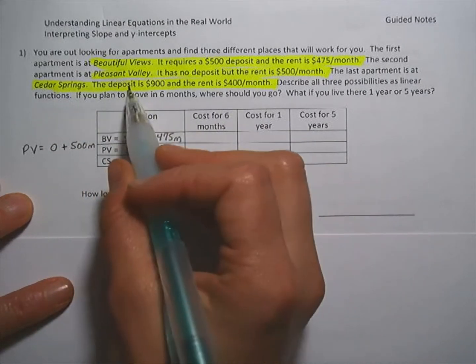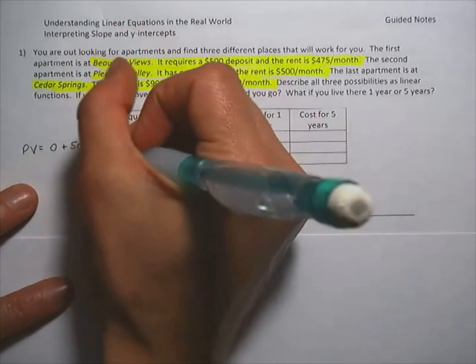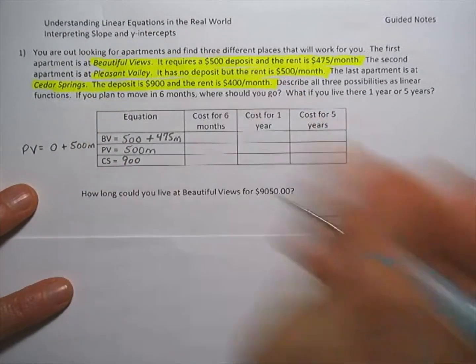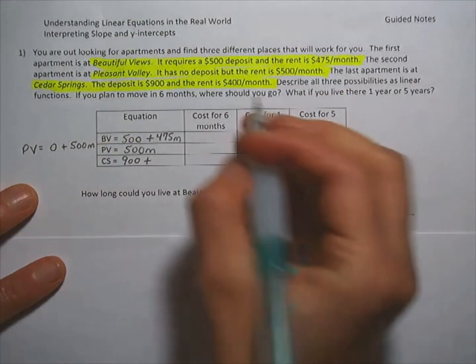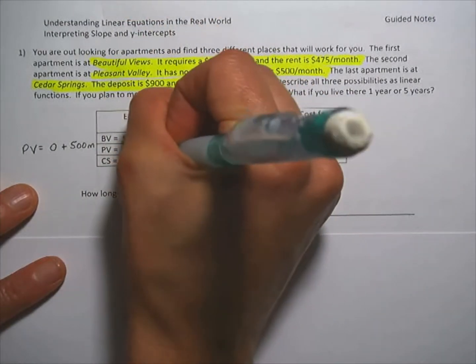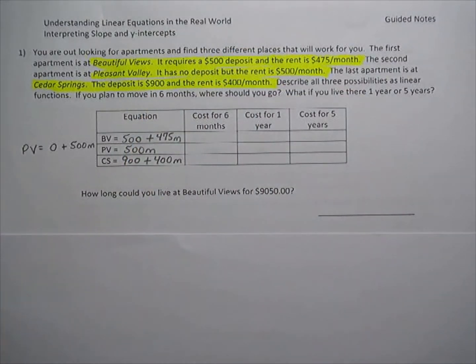Okay, the last apartment complex that you're looking into is Cedar Springs. So Cedar Springs, you have to put a $900 deposit down. So you're going to have to pay $900 originally, and then you'll have to pay $400 for every month. Okay. So it would be plus 400M. So those are linear equations that will help you find how much you would pay for the apartment, to be able to rent it for however long.